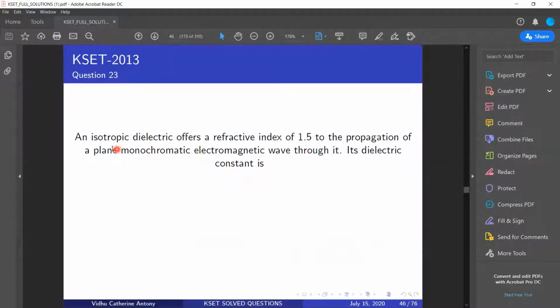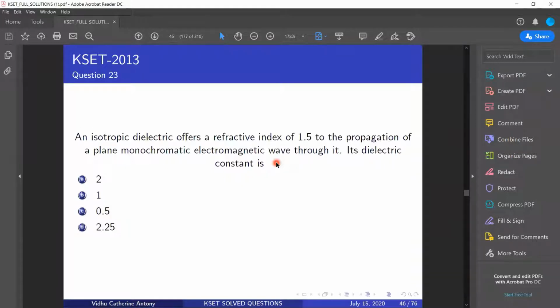Now let's look at this. An isotropic dielectric offers a refractive index of 1.5 to the propagation of a plane monochromatic electromagnetic wave through it. Its dielectric constant is what? These are kind of like manipulating the relations that you have between your refractive index and speed of light, because your speed of light is related to your dielectric constant or your relative permittivity and things like that, right? Not speed of light exactly, speed of any wave. So let's check out what the answer is.